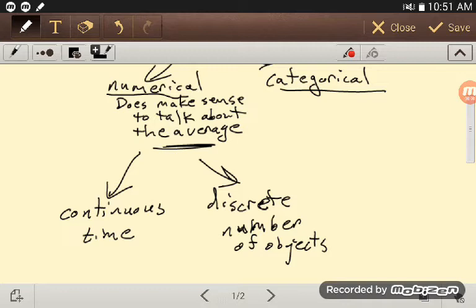Now, categorical, your text, they put this in sort of faded print, and my guess is maybe because they don't worry about it too much in the text. We don't worry about it a great deal. They mention regular categorical.